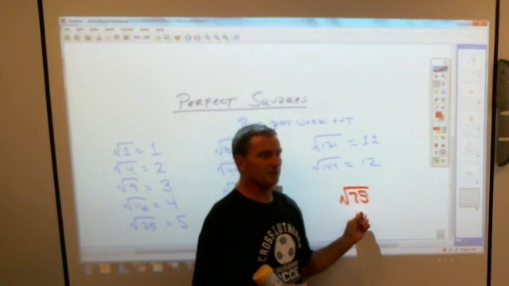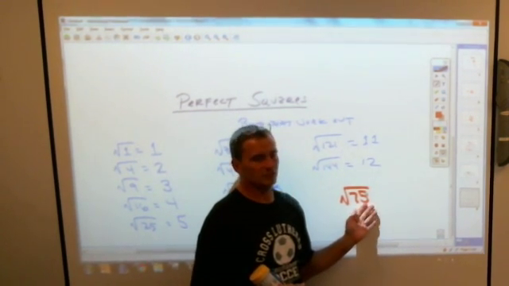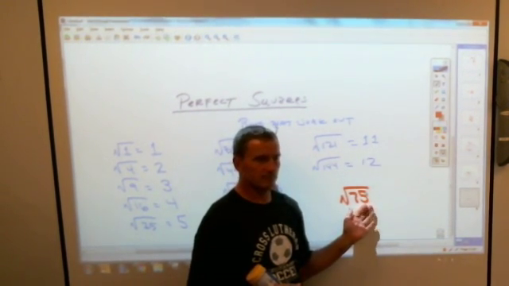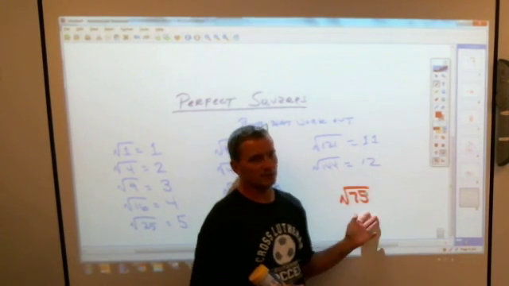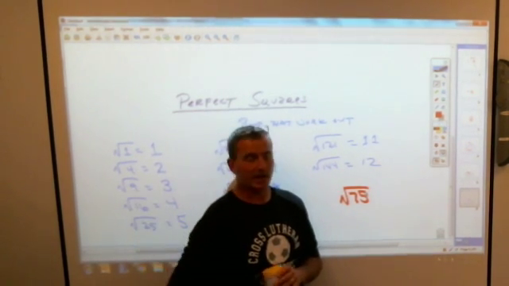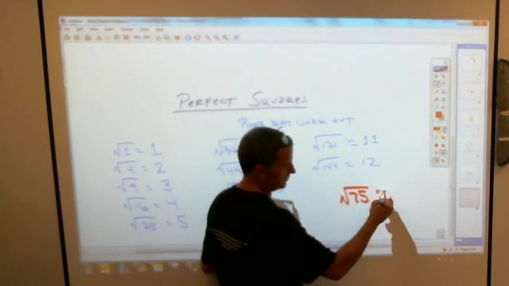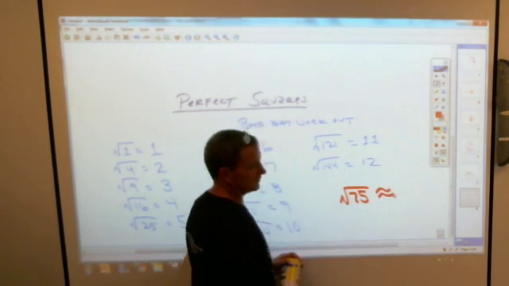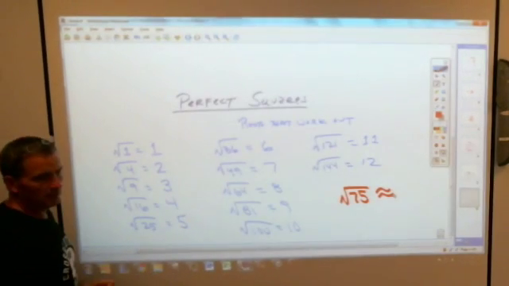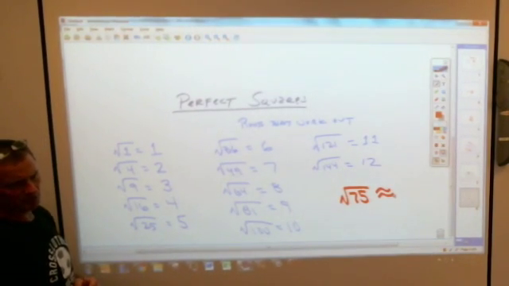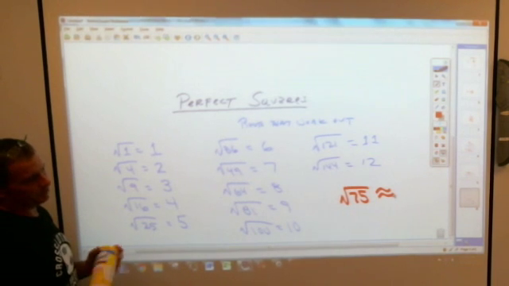There is legitimately no perfect answer for this in decimal form. It doesn't work out. It's not a perfect square. It will go on forever, as does pi up there. It's irrational. It doesn't make sense. But we can get close to it, which means we do this little squiggly line, which means it's close to but not equal to. And Grace said, 8 point something. She was guessing 8 point something.